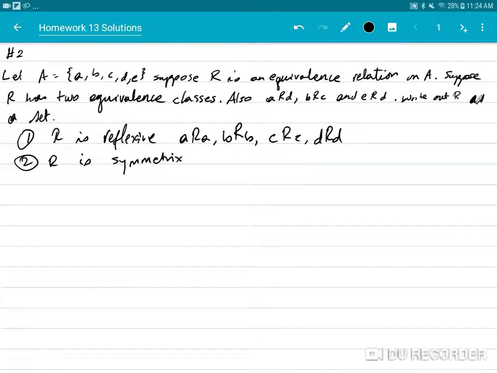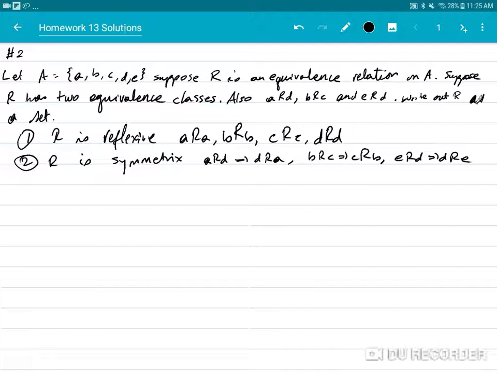So if X is related to Y, then Y is related to X. In this case, we know A is related to D, so that means that D is related to A. B is related to C, so C is related to B. E is related to D, so D is related to E. Anytime we see X is related to Y, then we're sure that Y is related to X also because it's symmetric.